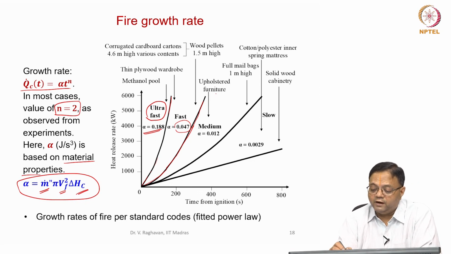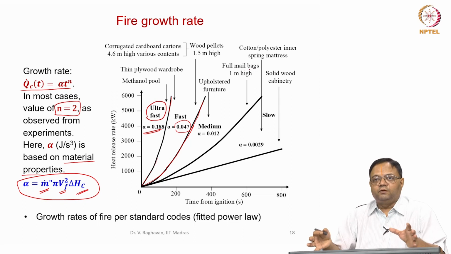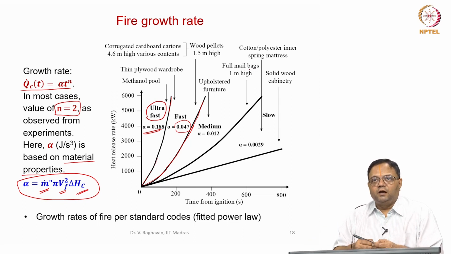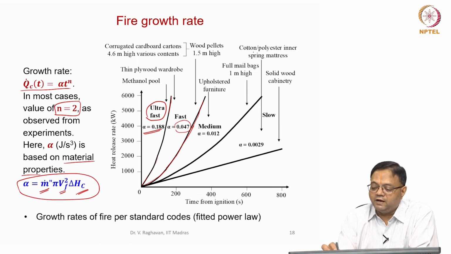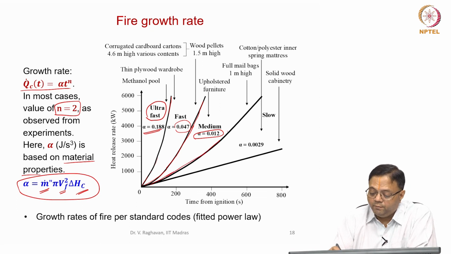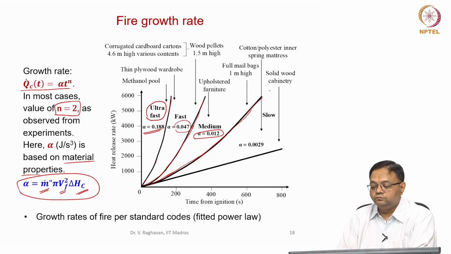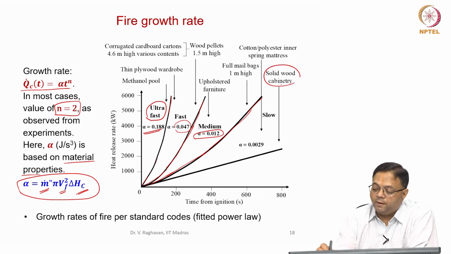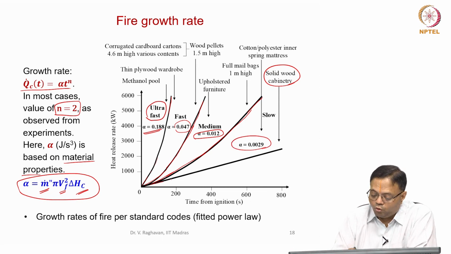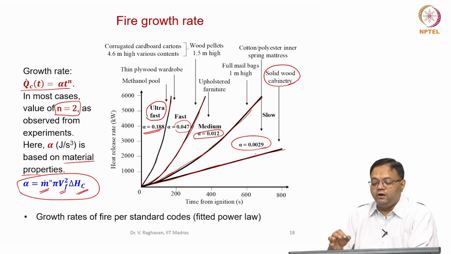So, now if you take, say, mail bags, that is some bag which is having a lot of letters, then some mattress which has cotton and polyester, etc. Some furnitures, then alpha is about 0.01 or 0.015 where you have the medium growth rate for the fire. Finally, a full solid wood cabinet, etc. You will see that again, sorry, this mattress comes in the slow regime where one order less alpha value is seen, so that it is very slow growth. You will not even see the non-linear variation here.